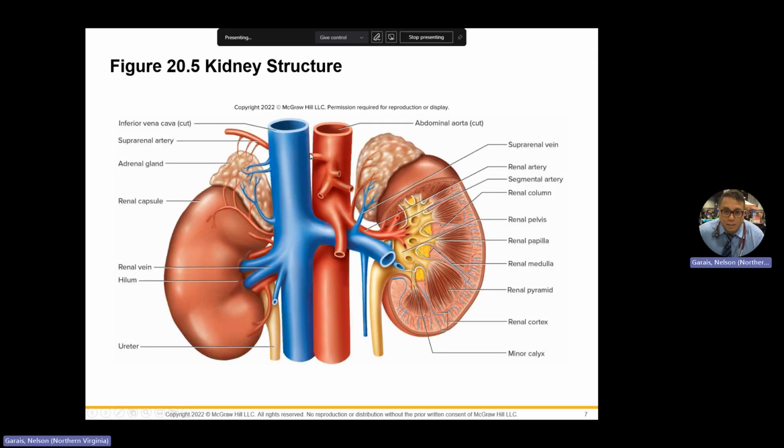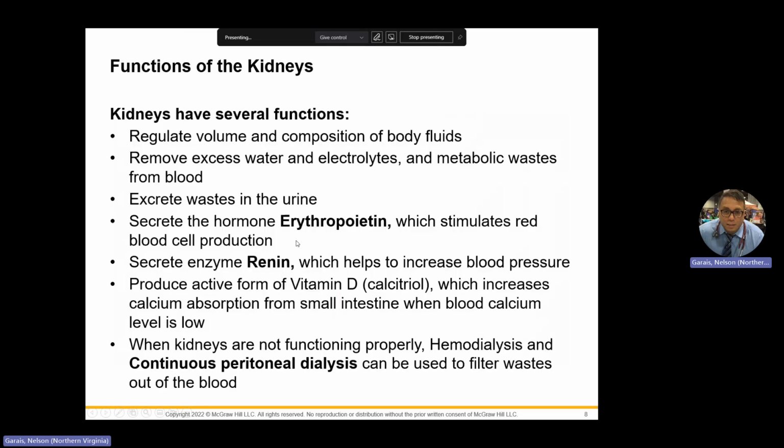You can see here that the major blood supply from the abdominal aorta goes in here, and of course your inferior vena cava, the venous blood goes back up. We already know that from our cardiovascular. Erythropoietin, we already talked about, is the important hormone, along with the liver, that gets secreted when there is low blood oxygen carrying capacity.